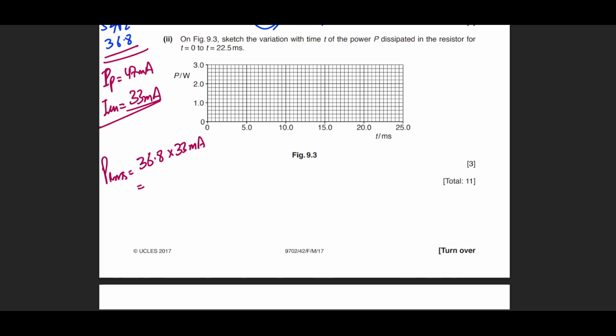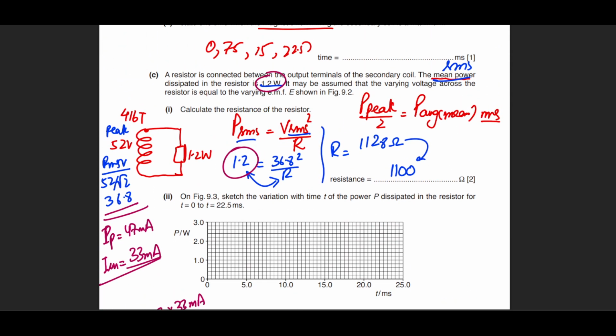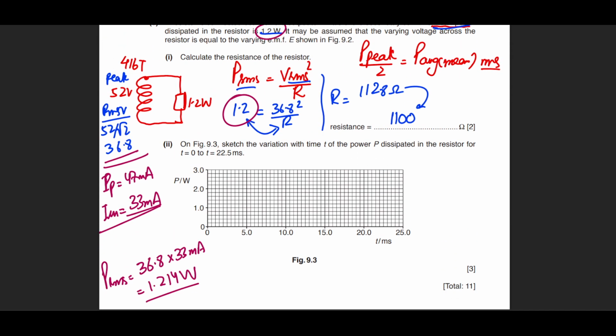Let's see what happens. You can pause the video and try this on your own. 36.8 multiplied by 33 e minus 3. I'm just doing this as an average, so you can take a higher decimal value. So 1.214 watts, which was given in the question. This is the average power, but this is not the average power graph. This is actually the instantaneous power graph because we are dealing with time.